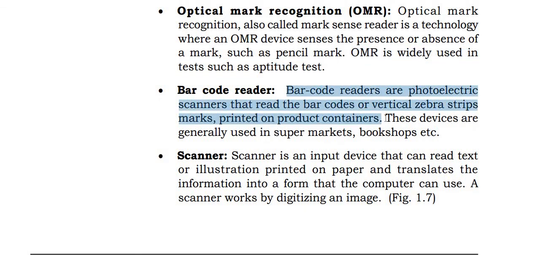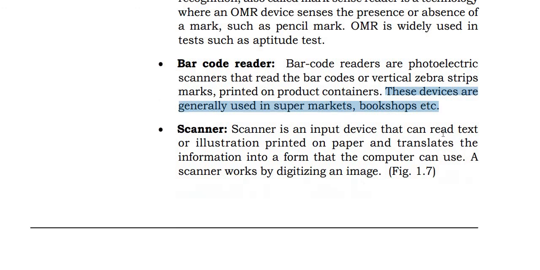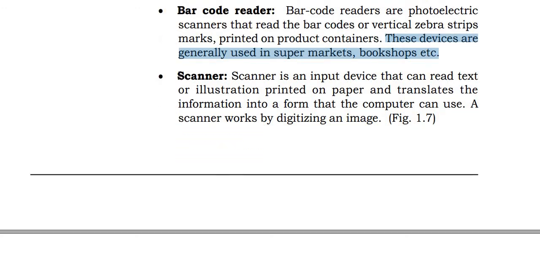Barcode reader. Barcode readers are photoelectric scanners that read the barcodes or vertical zebra strip marks printed on product containers. These devices are generally used in supermarkets, bookshops, etc. Scanner. Scanner is an input device that can read text or illustrations printed on paper and translates the information into a form that the computer can use. A scanner works by digitizing an image.